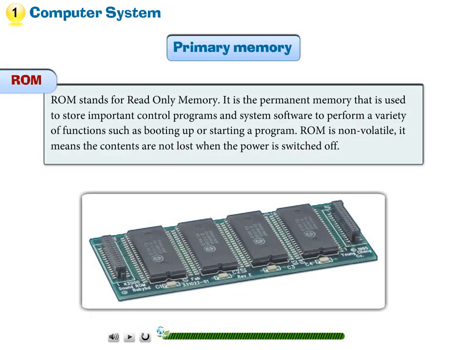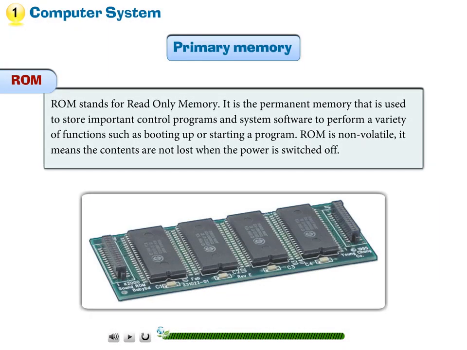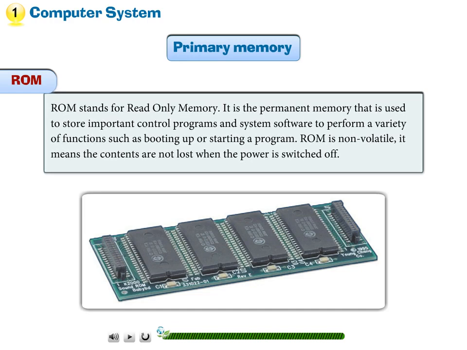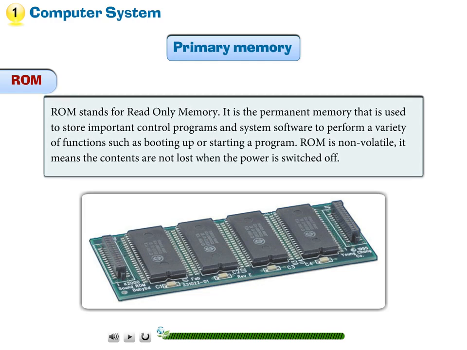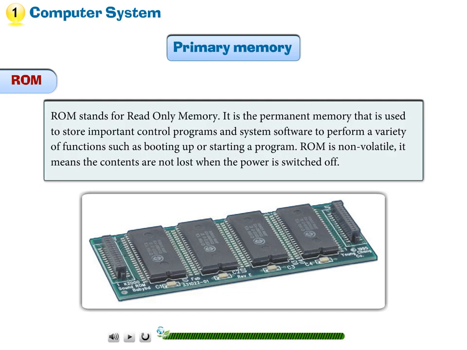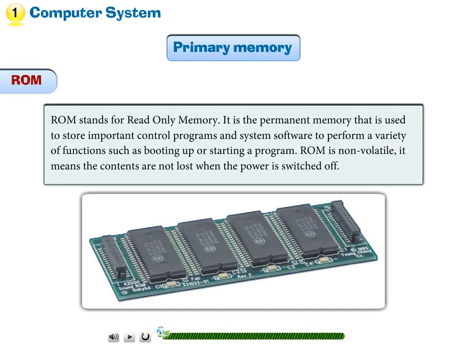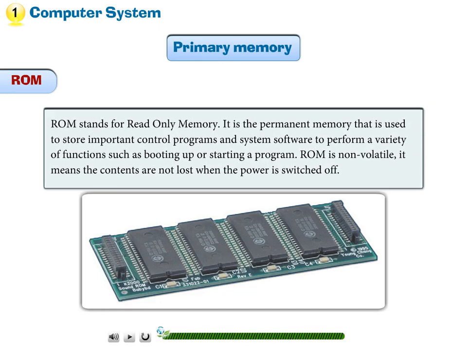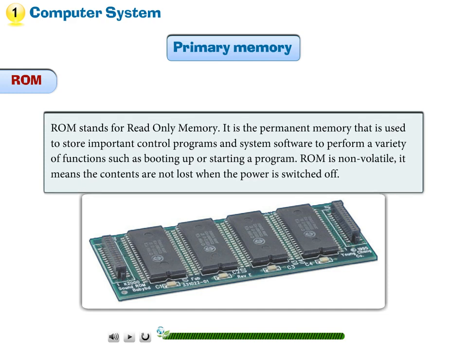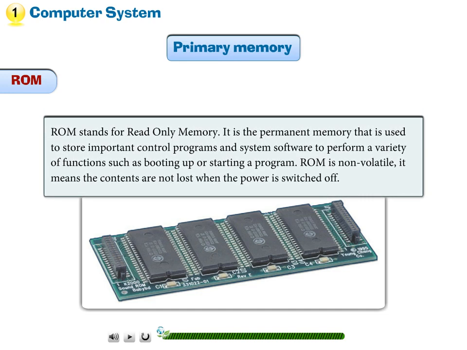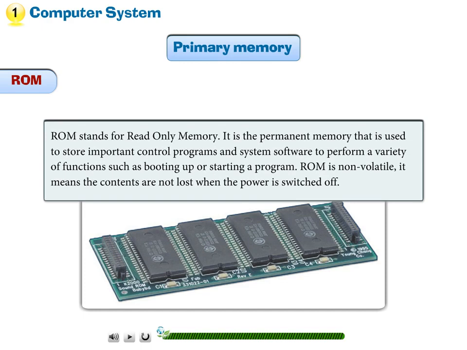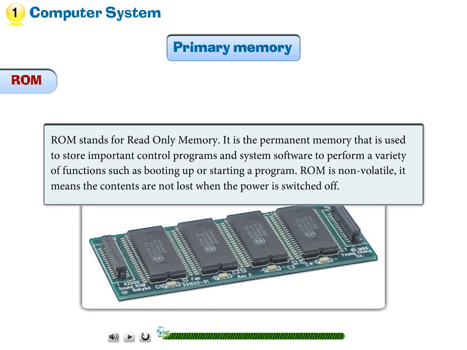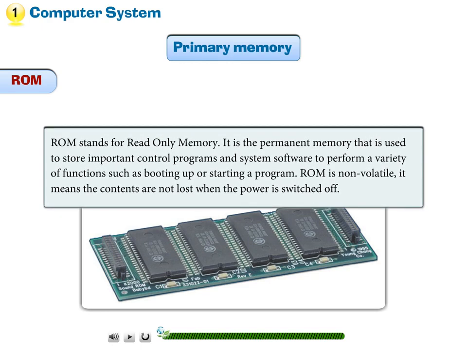ROM. ROM stands for Read-Only Memory. It is a permanent memory that is used to store important control programs and system software to perform a variety of functions such as booting up or starting a program. ROM is non-volatile. It means the contents are not lost when the power is switched off.